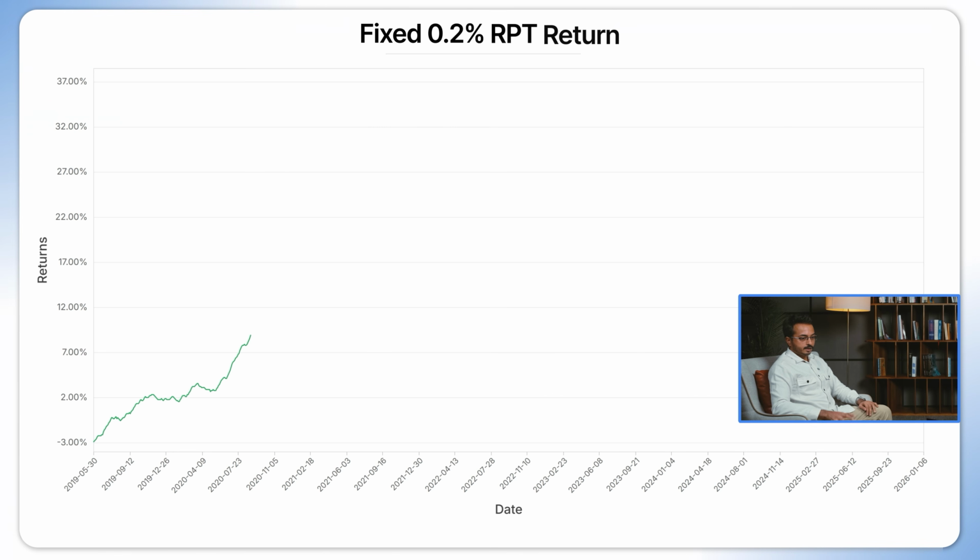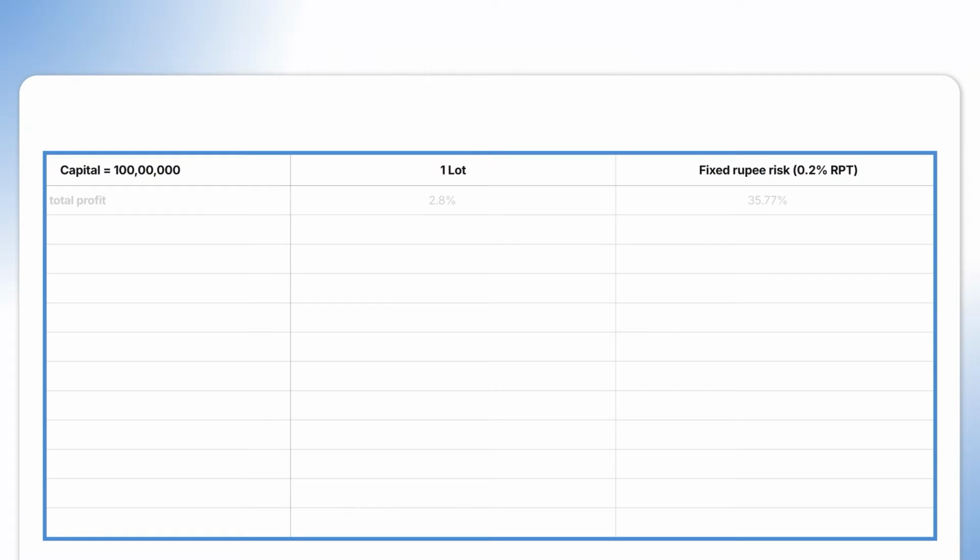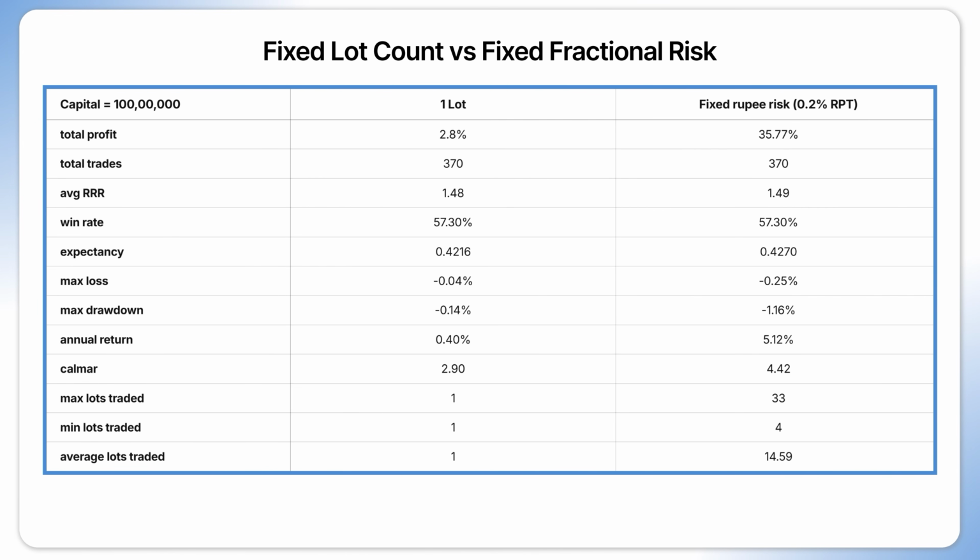So this is how the equity curve looks like. Obviously, you wouldn't expect too much big difference if one lot backtest was an upward trending equity curve. Here also you would see the same. Correct. What you would want to compare now is the risk adjusted return. Correct. Whether it is better or worse when compared with fixed lot backtest. So let's look at the tabulation of the one lot backtest and the 0.2% fixed rupee risk per trade backtest side by side. You would observe two things here.